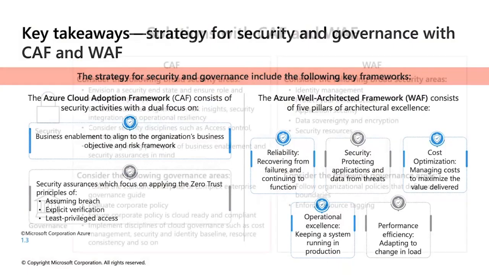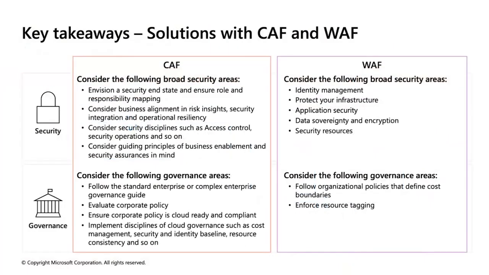Now, in CAF and WAF, when you talk about CAF, consider the following broad security areas. What are these? Let's understand. Envision a security end state and ensure role and responsibility mapping under zero trust. Consider business alignment, risk insights, security integrations, and operational resiliency, and follow the security principle guidelines.